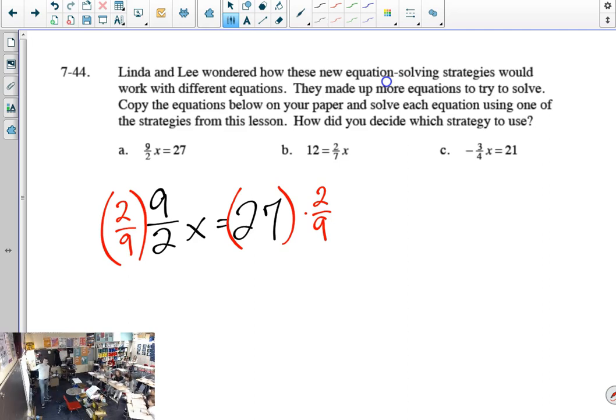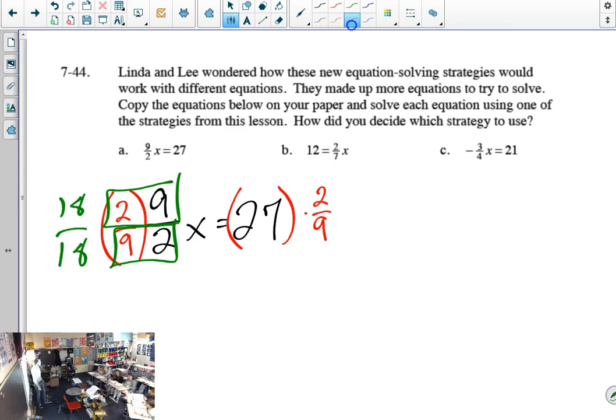Alex? So the 9 halves continue to a 1. What's 2 times 9? What's 9 times 2? What's 18 divided by 18? 1. So multiplication by the reciprocal turns your coefficient, the number multiplying, so the 9 halves is your coefficient to start, into a 1 in just one step, which is pretty sweet.